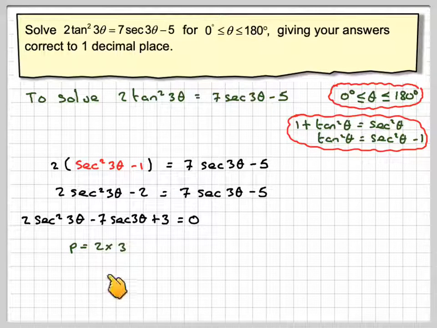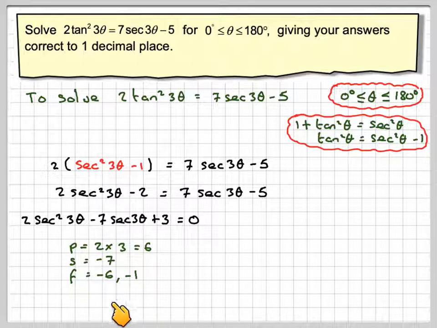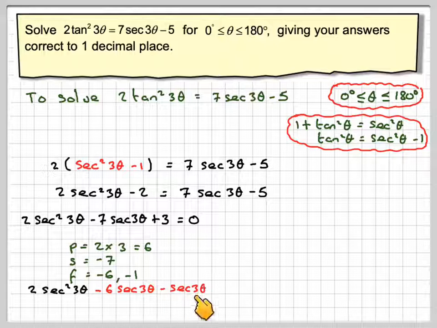So the product for factorising this is 2 times 3, which is 6, and then the sum is going to be minus 7, and the factors of that are minus 6 and minus 1, let's just check that. Minus 6 times minus 1 gives me 6, minus 6 minus 1 gives me minus 7. So we've got 2 sec squared 3 theta minus 6 sec 3 theta minus sec 3 theta plus 3 is equal to 0. Now we factorise by grouping.